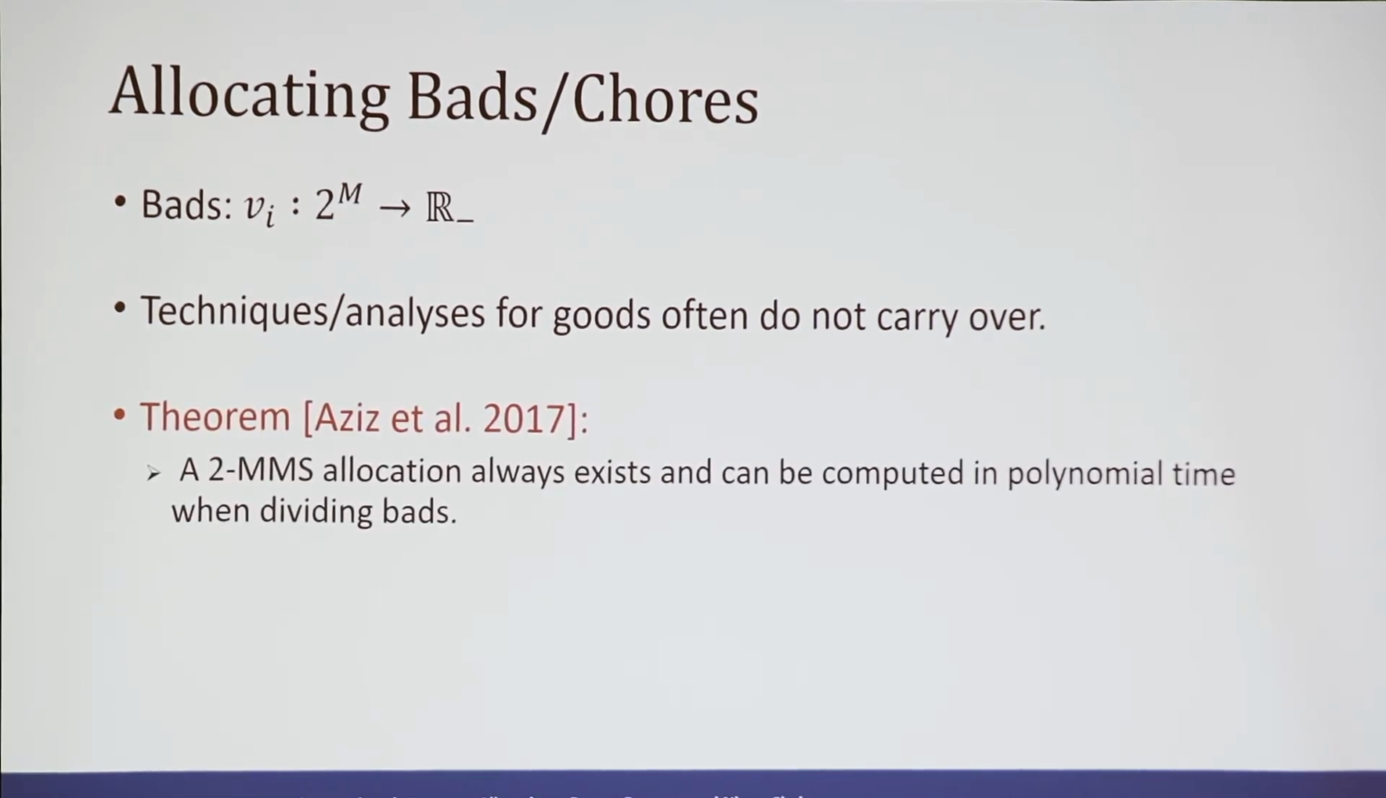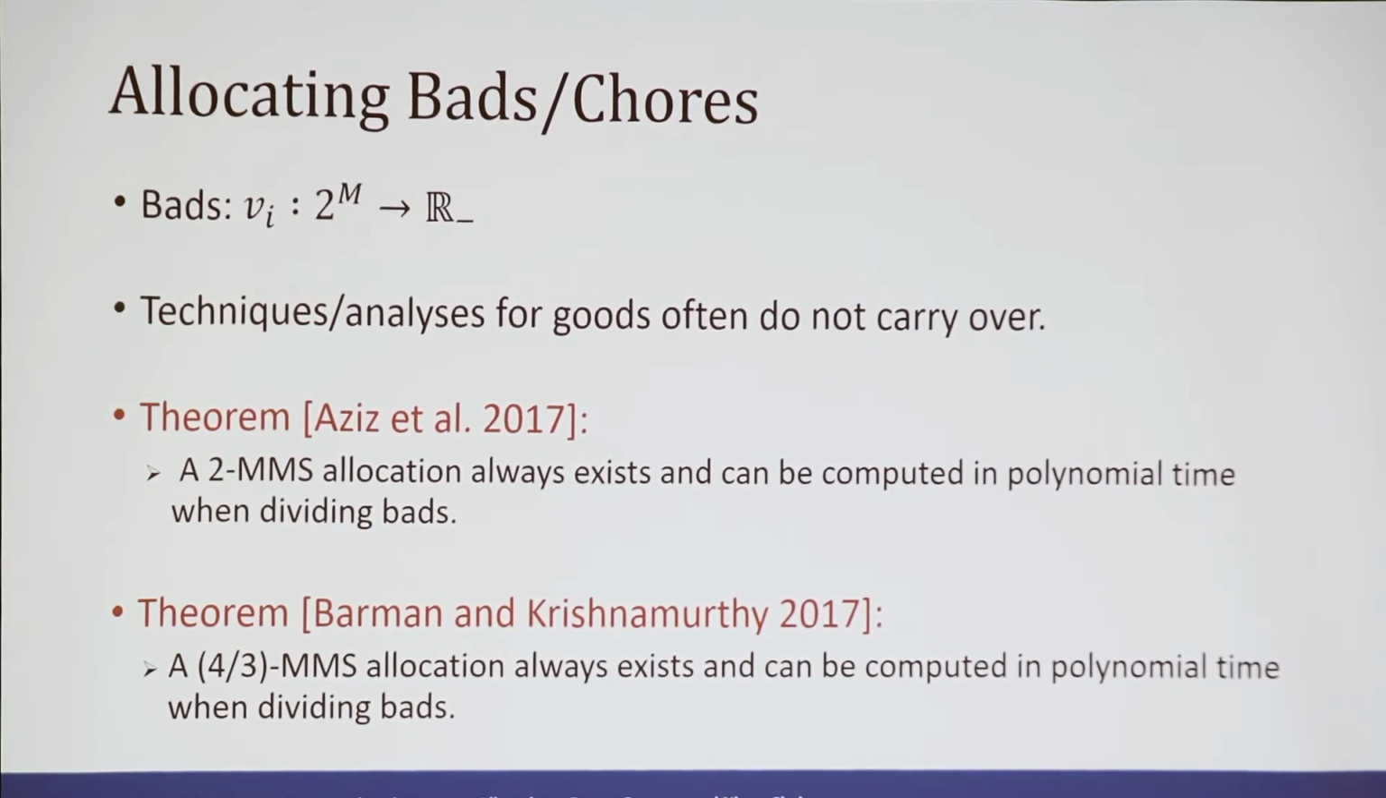One is that if we think about MMS allocations for bads, we can get a 2 MMS allocation, and actually it's been improved to a 4/3 MMS allocation. This approximation factor has gone from being less than 1 before to more than 1 now, and that's just because in the bad setting, the approximation is you get an allocation that's more bad than your MMS share, not less good. Okay, so there's no sense in which this bound is tight. Could certainly potentially be tightened.